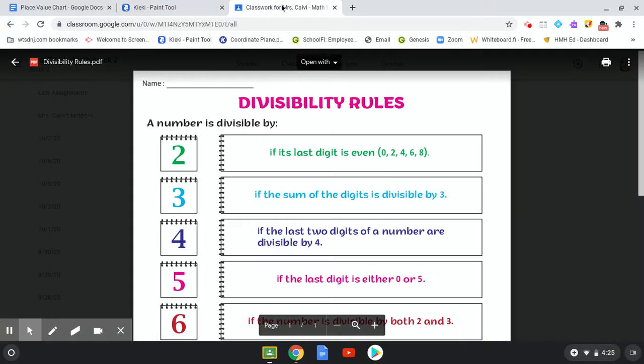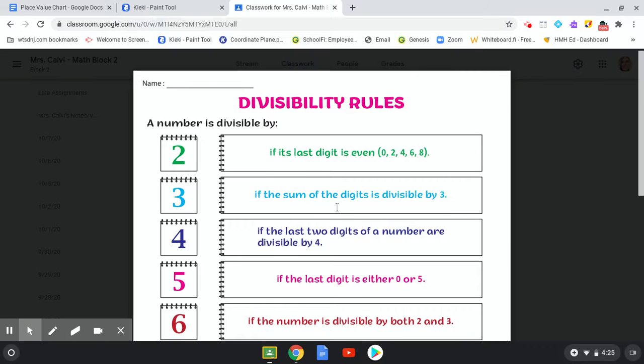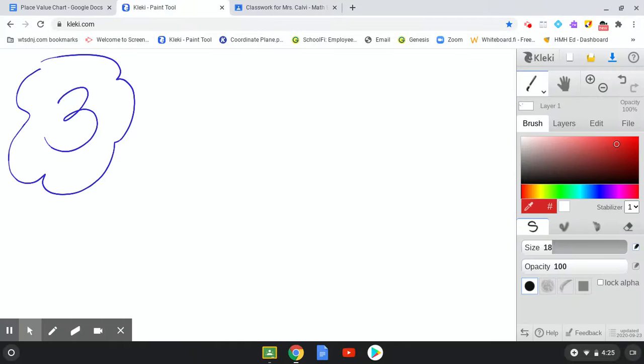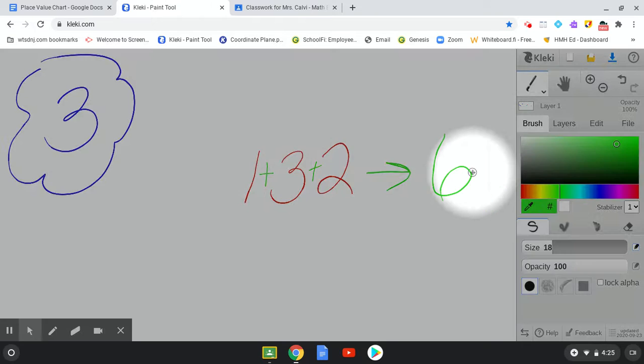Okay, so the 3 rule. The rule for 3 is if the sum of the digits is divisible by 3, the entire number is divisible by 3. So let's look at an example. If I had 132, my first step is to add up all of its digits. So I'm taking 1 plus 3 plus 2. That gives me 6. So if 6 is divisible by 3, the entire number is divisible by 3.